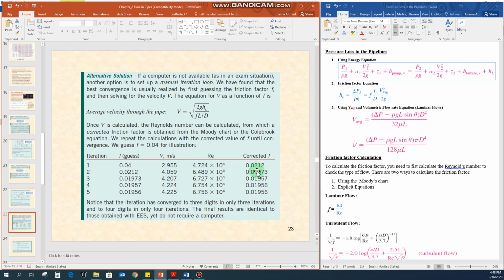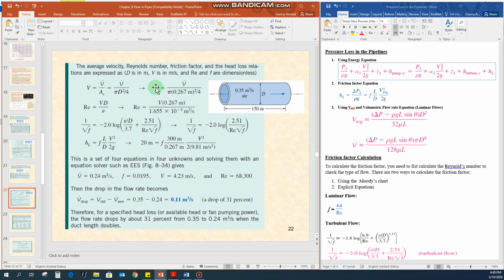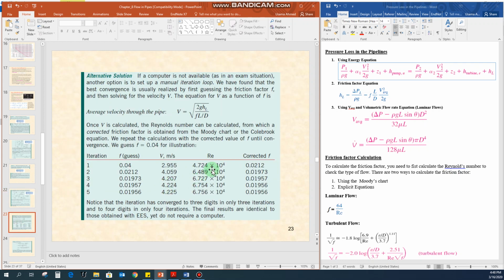You have to do these iterations again and again till you reach a point where the guess value and the corrected value are the same. Once you have the same values between the guess and the corrected one, the values for the velocity and the Reynolds number that you're getting for your problem can be trusted. Once you have the velocity as 4.225, you can directly put it in this equation to get the new value for the volumetric flow rate. This is the approach you can use in the exam, and maybe you have to do these iterations 5, 6, 7 times till you get the same value between the guess and the corrected value.